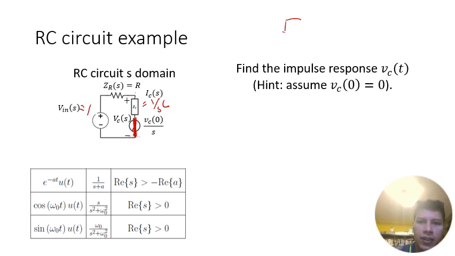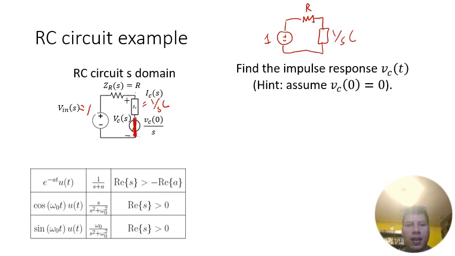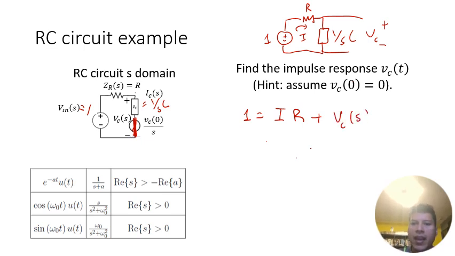So I'm just going to redraw the circuit here, plus minus 1, and then we have R, and then we have 1 over SC. So I can use KVL to say this, and here we have VC. That 1 has to be equal to I times R, plus, and I is the current coming into the circuit, VC(s). So remember, we want to solve for VC(s).